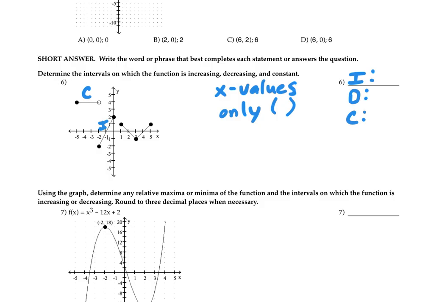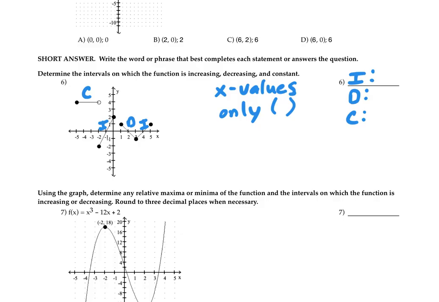This one here is an increasing part. This would be a decreasing part. And this would be an increasing part. But you want to tell me where is it increasing, decreasing, and constant. So increasing, you'll have two different intervals where it's increasing. So you'll have two different answers here. Decreasing, you're going to have another set, and then constant, you'll have another set.